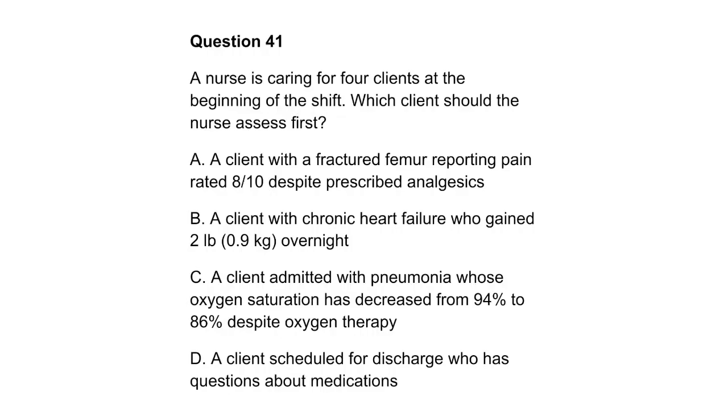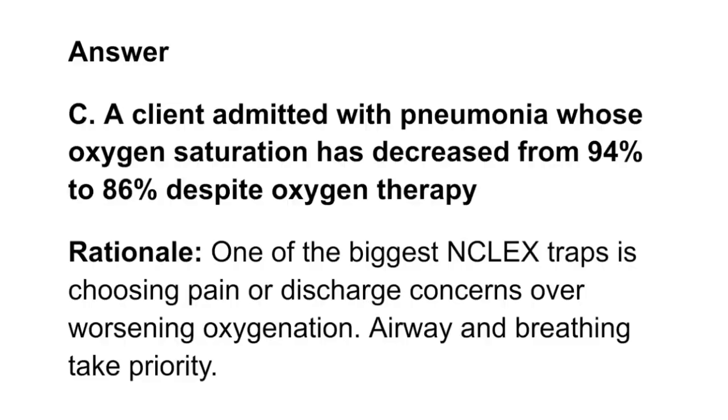A client scheduled for discharge who has questions about medications. Answer: C. A client admitted with pneumonia whose oxygen saturation has decreased from 94% to 86% despite oxygen therapy. Rationale: one of the biggest NCLEX traps is choosing pain or discharge concerns over worsening oxygenation. Airway and breathing take priority.